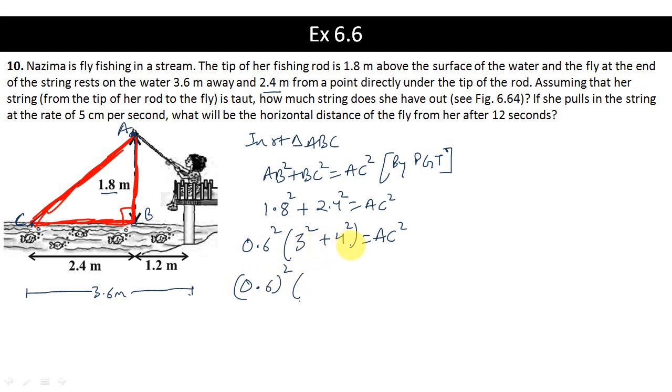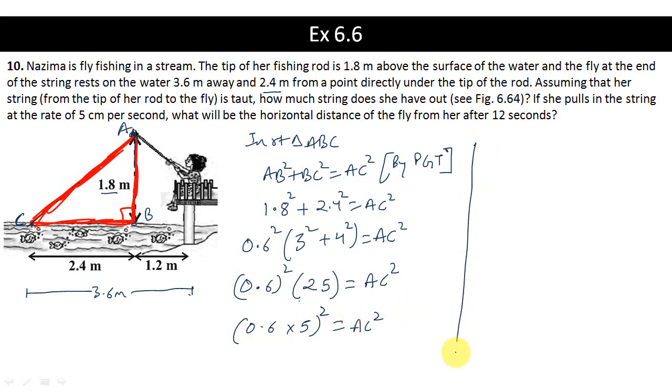3 square is 9, 4 square is 16, 9 plus 16 is 25 is equal to AC square. And 25 is 5 squared. So I can write it as 0.6 multiplied by 5 square is equal to AC square. Square and square will get cancelled out. So I'll be left with AC is equal to 0.6 multiplied by 5, which is 3. And the unit will be meter. So that means the string which is out is 3 meters.